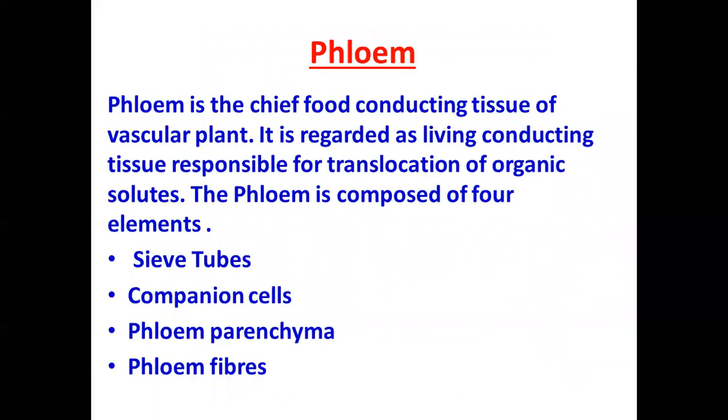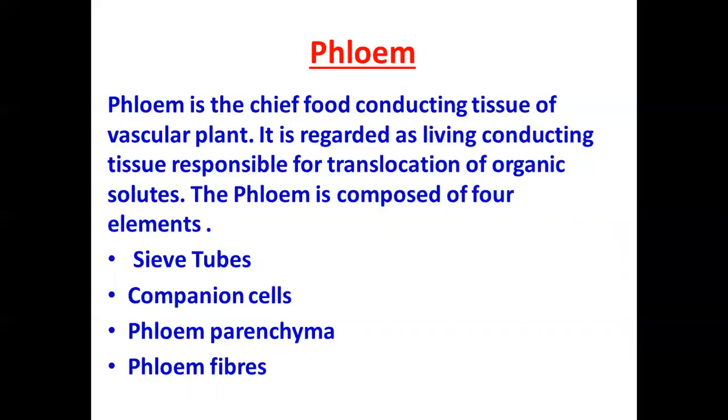Next is phloem. Phloem is the chief food conducting tissue of vascular plant. It is regarded as living conducting tissue responsible for translocation of organic solutes, and the phloem is composed of four elements. First is sieve tube, then companion cells, then phloem parenchyma, and then phloem fibers.